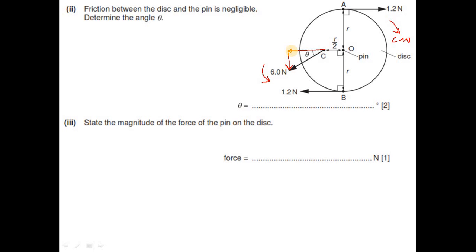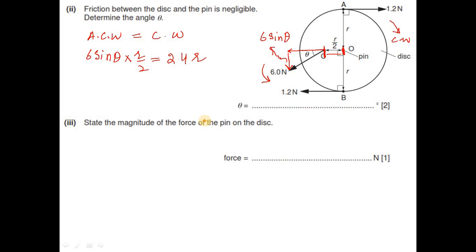Clearly, this is the horizontal component of 6 Newton and this is the vertical component. The horizontal component passes through point O, the pivot, so it is not going to produce any torque or moment. But the vertical component is going to produce this anti-clockwise moment, and the vertical component is 6 sine theta. Because the disk is in equilibrium, the anti-clockwise moment must be equal to the clockwise moment. The anti-clockwise moment is force times perpendicular distance. So the force is 6 sine theta, and the perpendicular distance is r by 2, the distance between the pivot and the point of action of the force. This is equal to the clockwise moment, which we found in the previous part, 2.4 r.